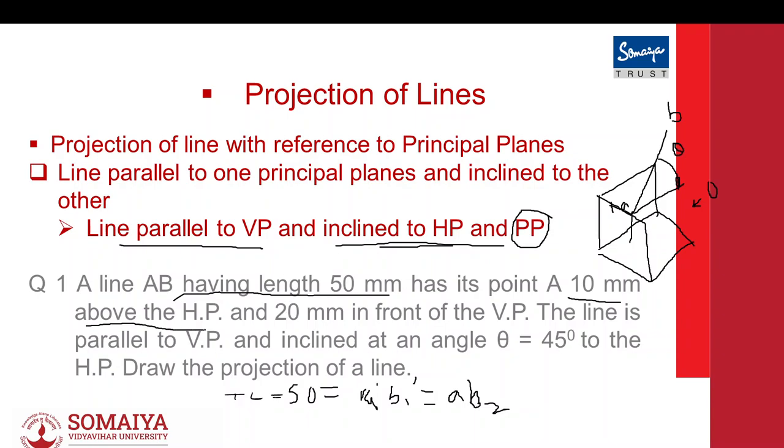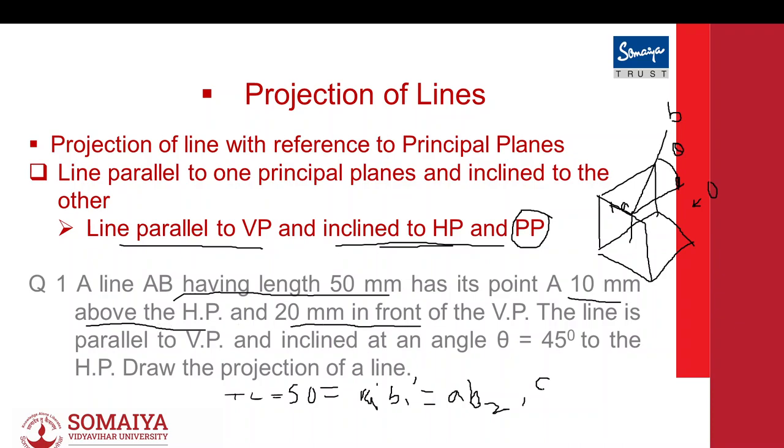Okay. Now we will look for what is the next mention. A is 10 mm above HP. What does it mean, right? This will not be enough to understand in which quadrant it is located. So what additional information should be given, whether the position of the point is in front of VP or behind VP, correct? That also needs to be given. Yes. So now it is mentioned that above HP and in front of VP.